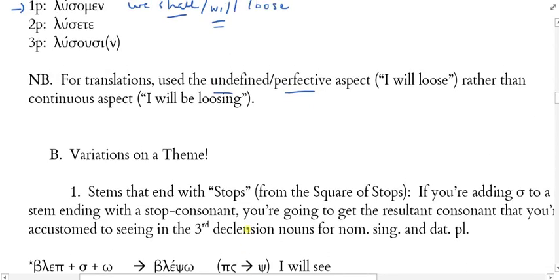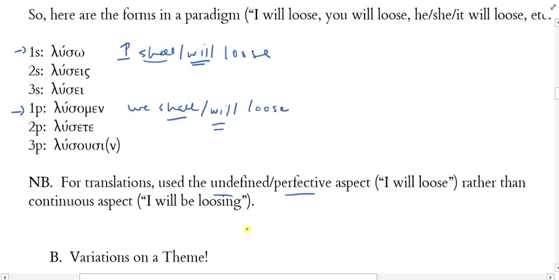Let's, just for fun, shall we? Let's take another verb like to believe. What's the verb for to believe? Yeah, pistuo, right? So how would I change this from I believe, present, to I shall believe, or I will believe? What am I going to change?